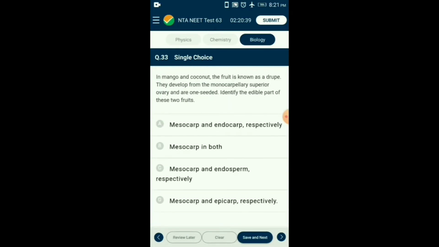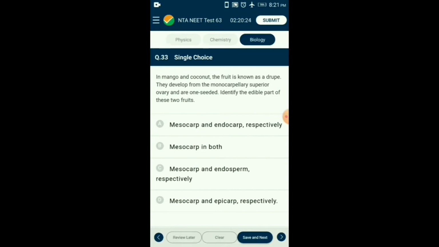Question number 33. In mango and coconut, the fruit is known as drupe. They develop from the monocarpellary superior ovary and are one-seeded. Identify the edible part of these two fruits.